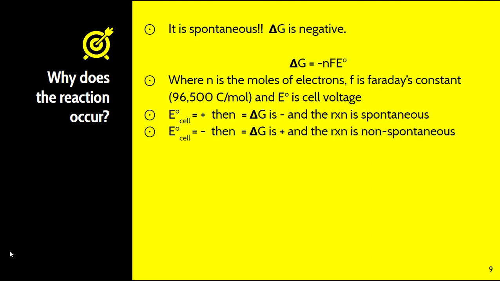So if you think about it, if the E cell is positive, you plug that number in there, then delta G is going to be negative, and the reaction will be spontaneous. If your E cell is negative, you plug that number in, two negatives make a positive, so then delta G is positive, and the reaction is non-spontaneous. Okay. So it's really just trying to think about this, plug all these numbers in, and be able to solve. Again, we can utilize this formula very easily when we're looking at voltaic or galvanic cells. So let's do a practice problem and see where we're at.